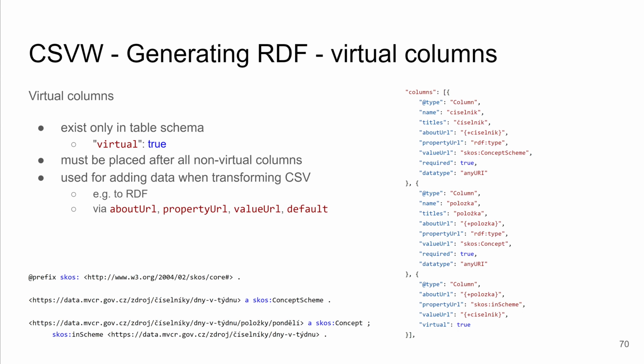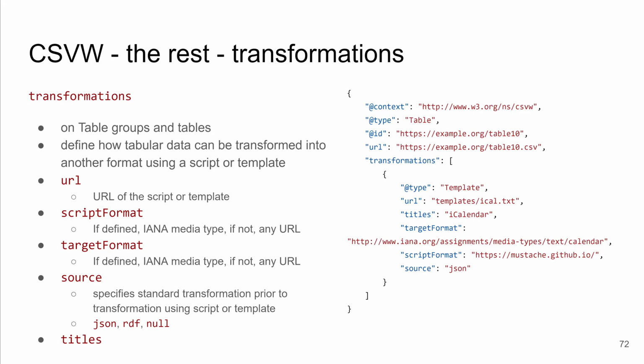So like this, you may add some URIs and tweak a little bit the JSON-LD descriptor so that the resulting RDF makes more sense. And let's now go rather quickly through the rest of what is specified in the CSV on the web recommendation. So one thing we have not seen yet are custom transformations.